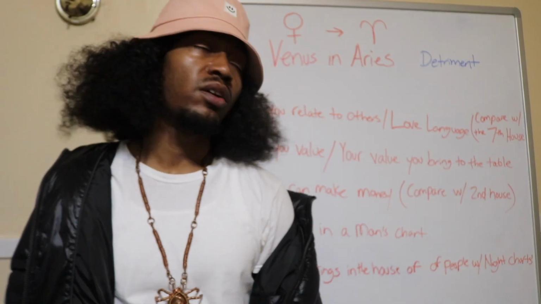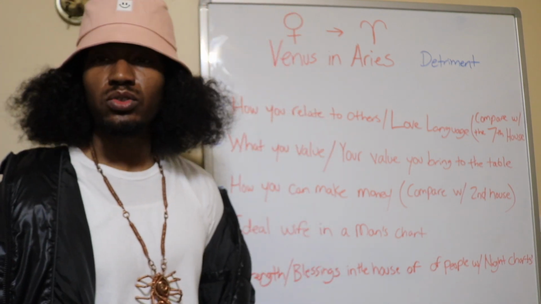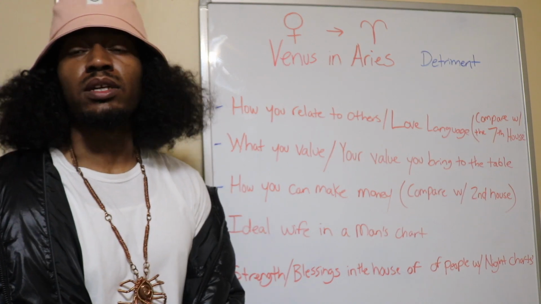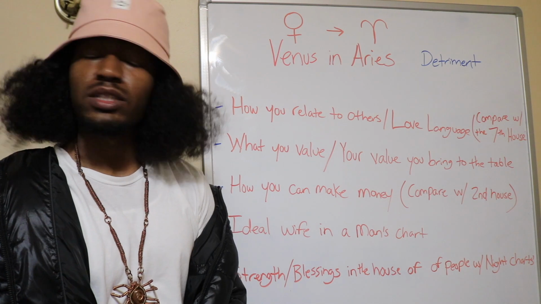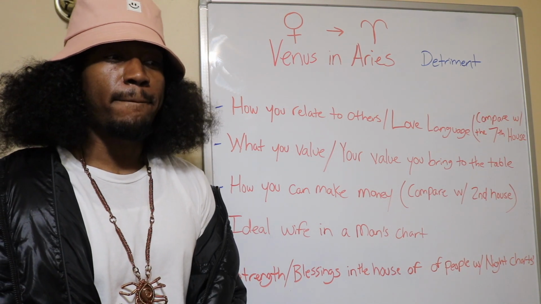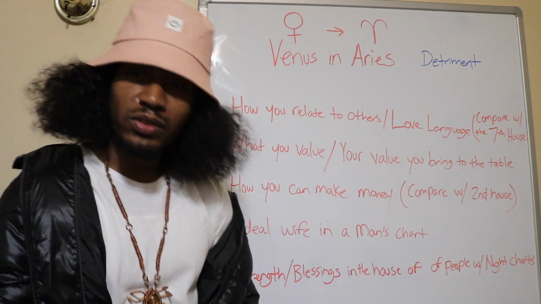We're here to start the Venus sign series, right? We're going to start off with Venus in Aries, and we're going to talk about what this denotes. We're going to talk about your love language, how you can make money, etc. Venus is a feminine planet, basically. It represents money, finance, and love. So let's dive a little deeper.